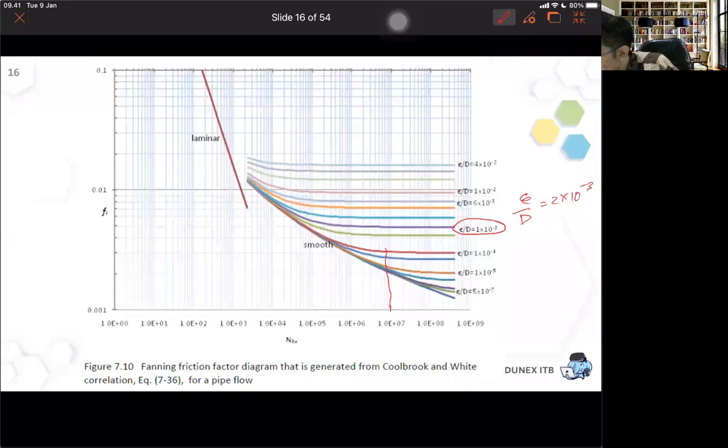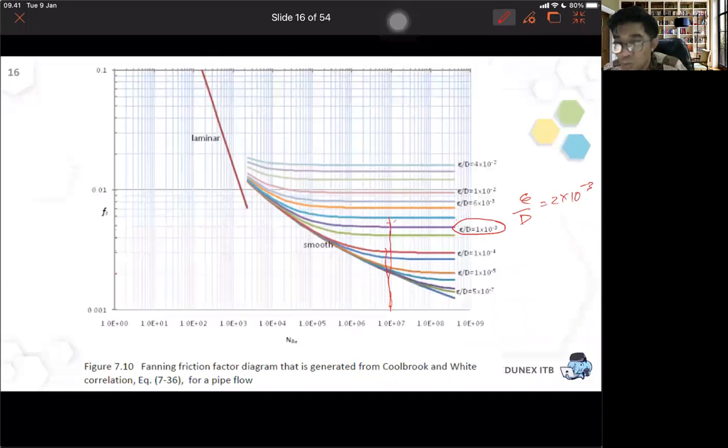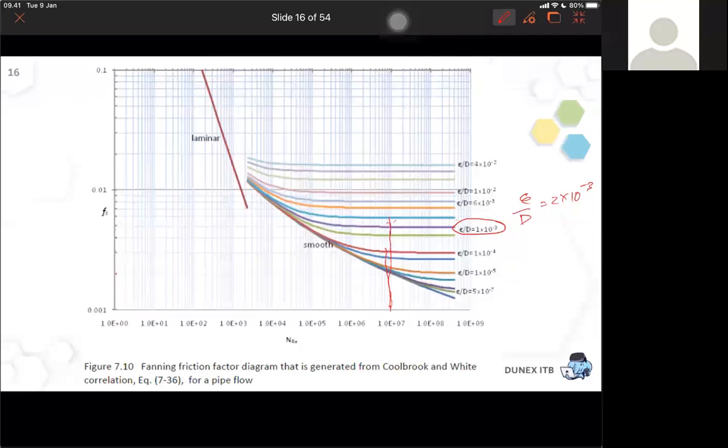Okay. Two, three, four, five. Wait, did I do it wrong, sir? Did I use the wrong formula? You can use this one, right? Yeah, sir, if you use that one, you don't need to use the Reynolds number, right?